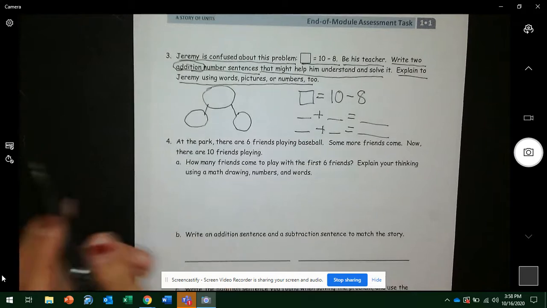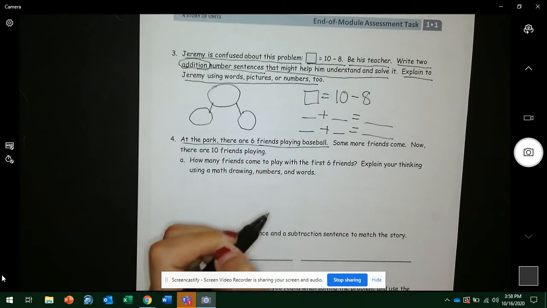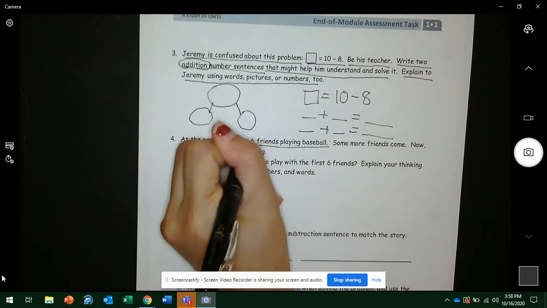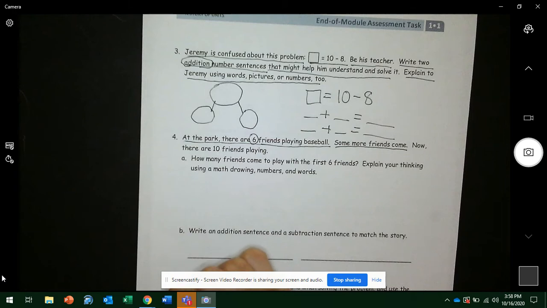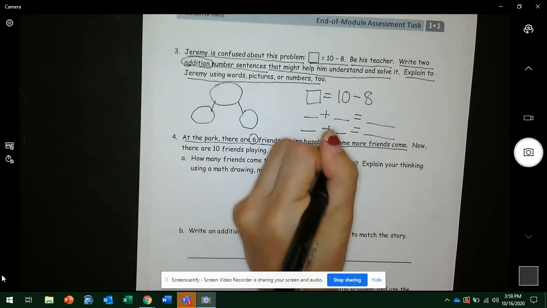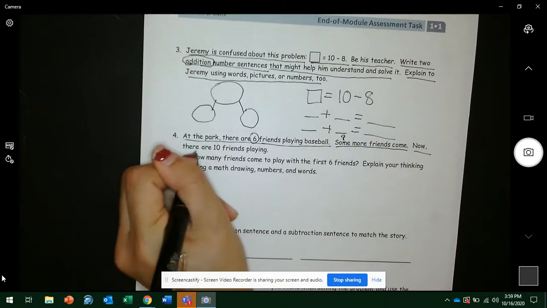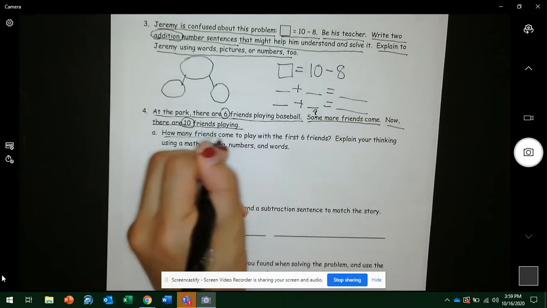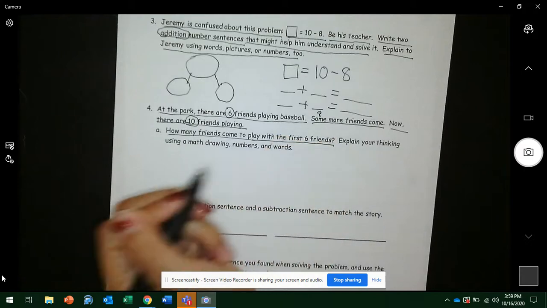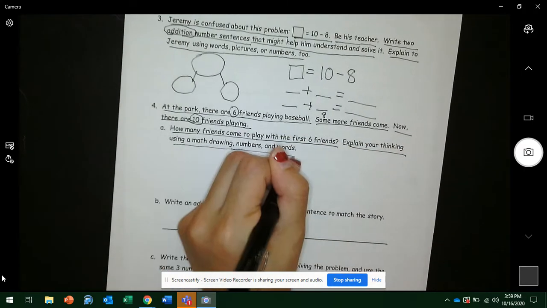Question 4. At the park, there are 6 friends playing baseball. How many friends playing? Get ready. 6. Some more friends come. How many more friends come? We don't know. So we put a question mark. Now there are 10 friends playing. How many friends playing? 10. So it says, how many friends come to play with the first 6 friends? Explain your thinking using a math drawing, numbers, and words.